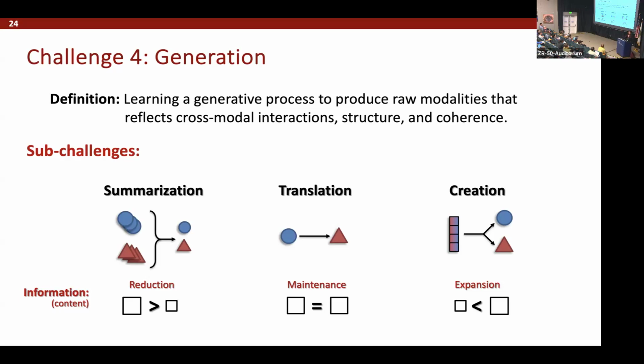That's translation. And finally, creation. How do you go from something smaller to something larger while still maintaining some semantic coherence? So for example, starting with an image and generating an entire video with audio and text that is all synchronized with each other.